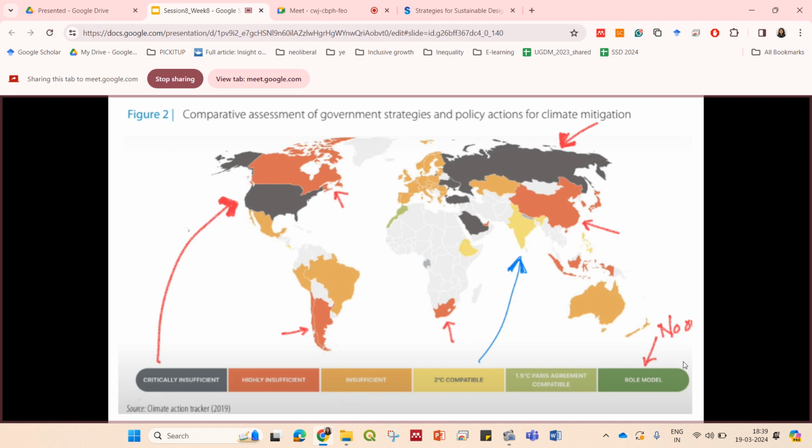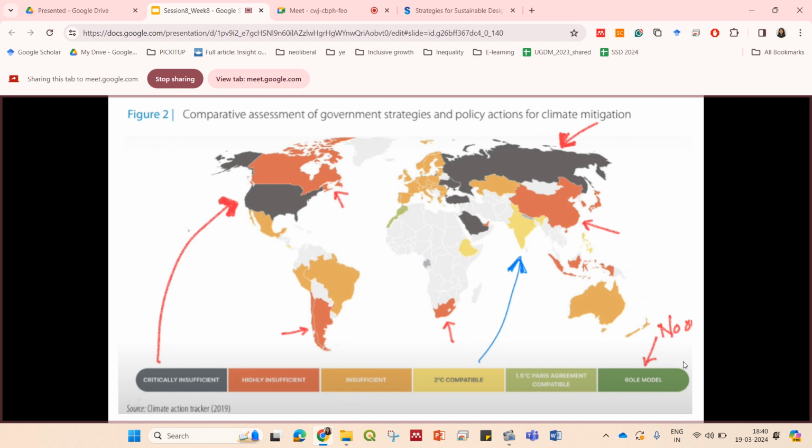You actually need to follow this graphic which shows the comparative assessment of various government strategies and policy actions. This graphic shows that according to the strategies and policy actions the governments of the countries are taking, whether they are sufficient, or compatible with our goal of limiting the atmospheric temperature rise to only 2 degrees Celsius, or to 1.5 degrees Celsius, which is what we decided in the Paris Agreement, or if they are insufficient or critically insufficient, and so on.